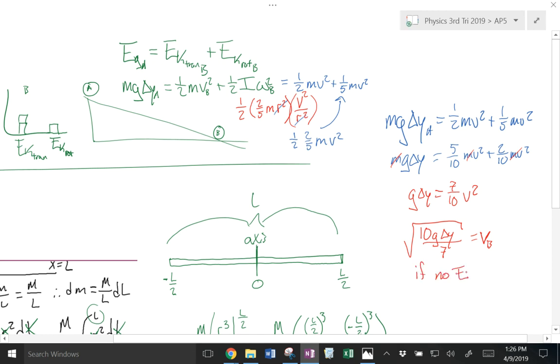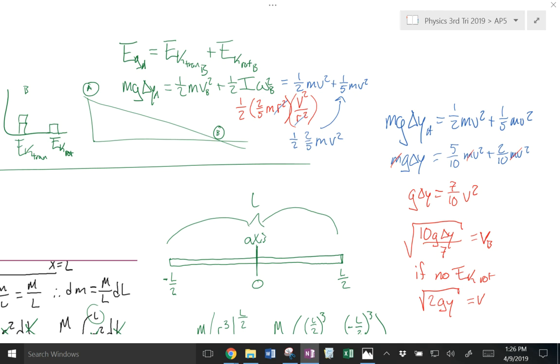If there were no EK rot, it would have just been the square root of 2gy equals v. But because there's EK rot, it's 10/7 g delta y, and the square root of that is the v. It's a little bit slower. Okay?